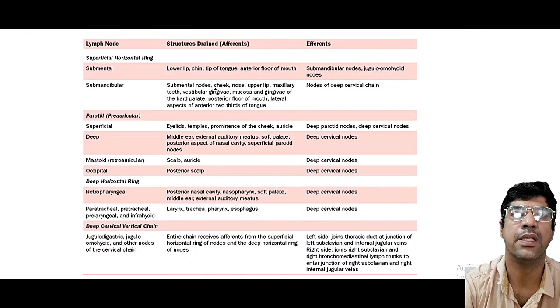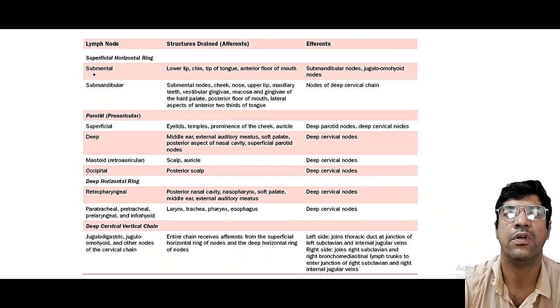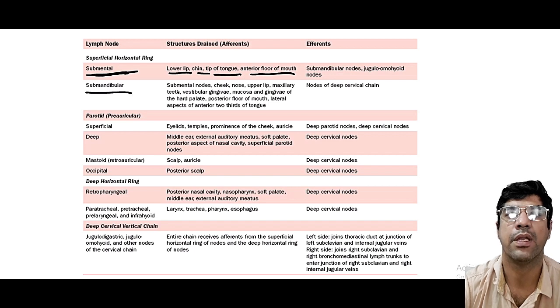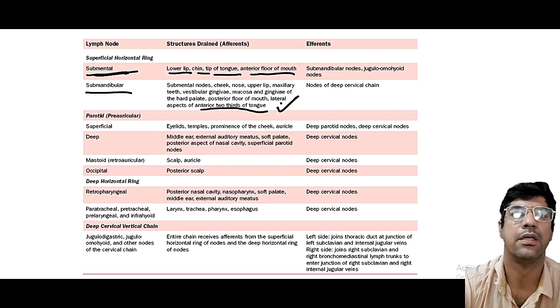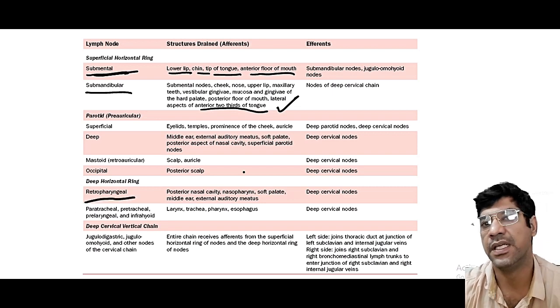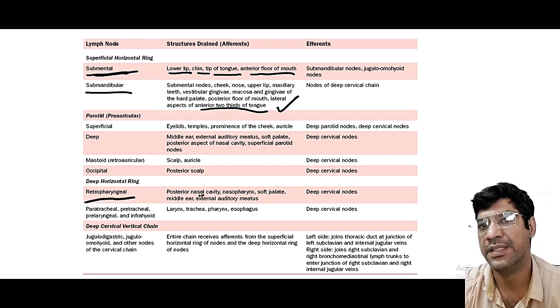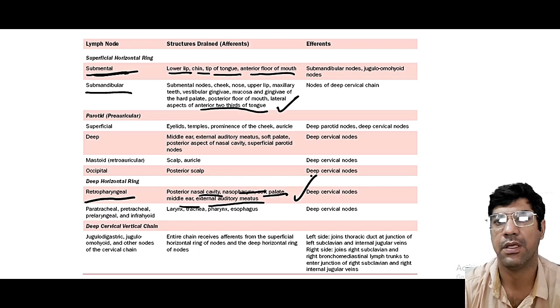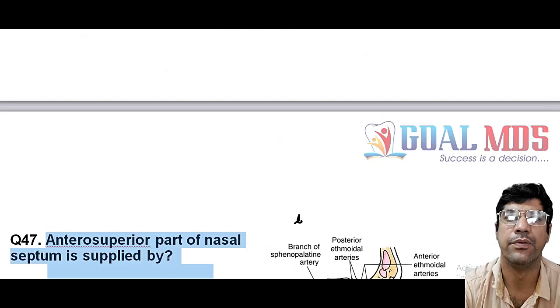Remember this table along with the lymph nodes. The submental nodes drain the lower lip, chin, tip of tongue, and anterior floor of mouth. And the submandibular nodes drain the cheek, nose, upper lip, maxillary teeth, vestibular gingiva, and anterior two thirds of the tongue. And the retropharyngeal lymph nodes drain the nasal cavity, nasopharynx, soft palate, middle ear, and external auditory meatus. So remember this from your exam point of view.